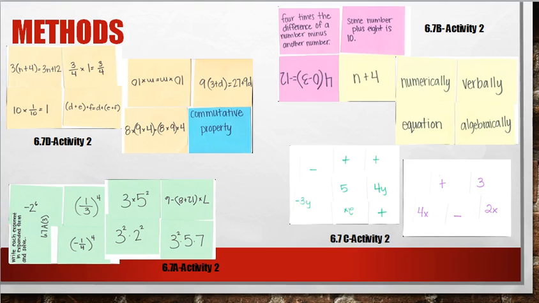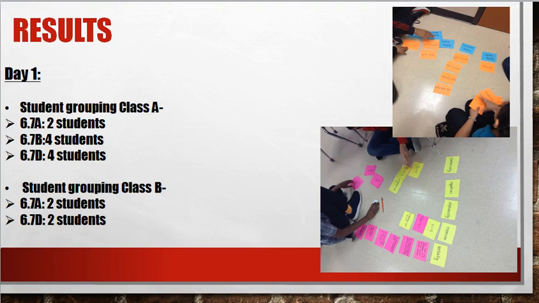As far as the results go, on day 1, students were grouped accordingly, as you see on the screen, and what was found was that students often would start with the card sort activity, doing just the process problems or the matching and being able to identify the key vocabulary. And then from there, they would choose on their own to go up to the higher level word problems.